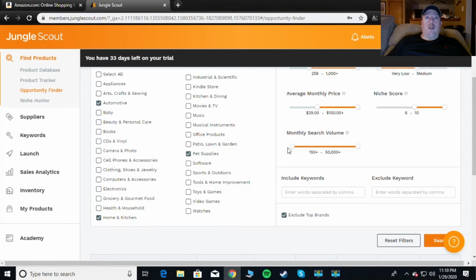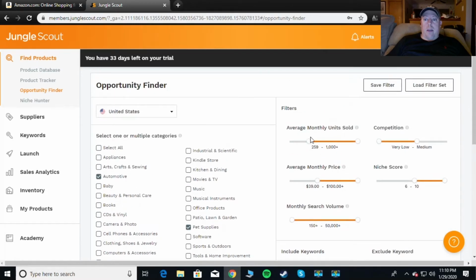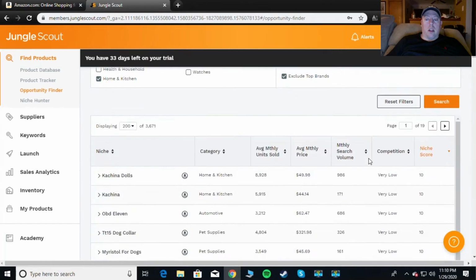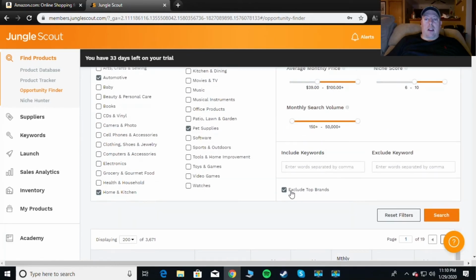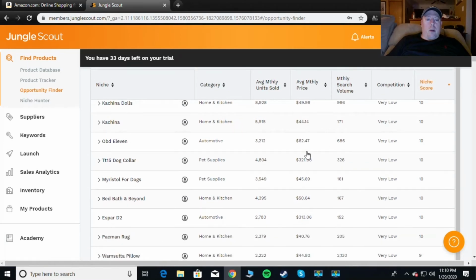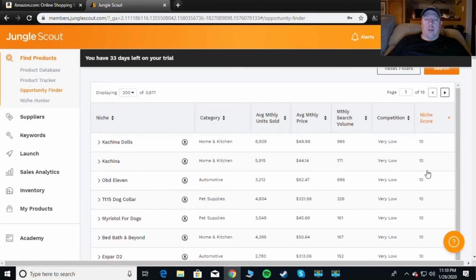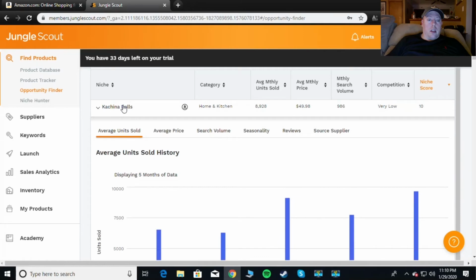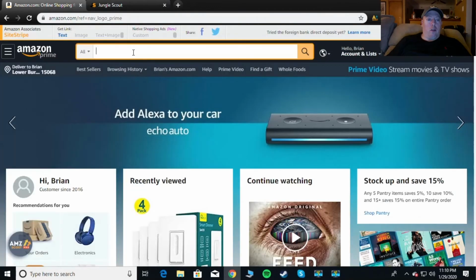But today, I'm not going to choose anything. I'm just going to go with what we have here, and I'm going to search. Another thing is to make sure this is checked: exclude top brands. You don't want to deal with that. So let's do a real quick search here and see what we can come up with. Niche scores are 10, which is great. I don't know what a Kachina doll is. Sounds interesting.